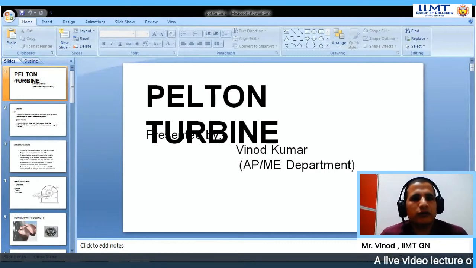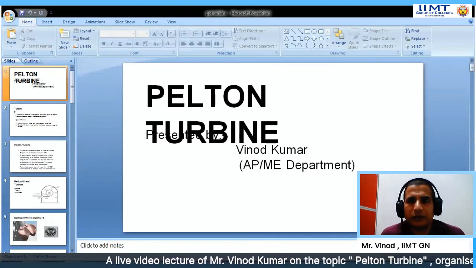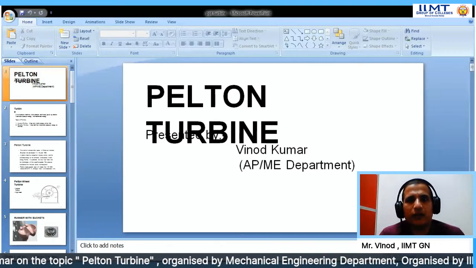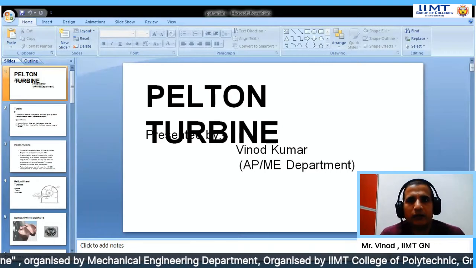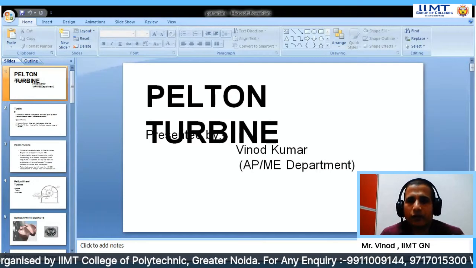Now this is the casing. Casing means the covering of the turbine. The turbine is what the rotating element is called. The runner is mounted on the shaft, and plenty of buckets are fixed on it.